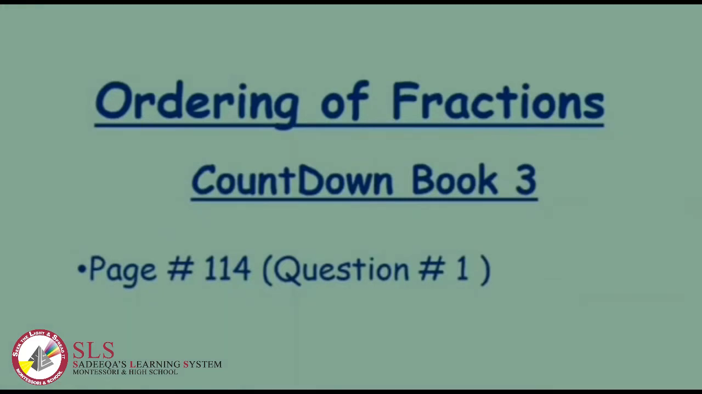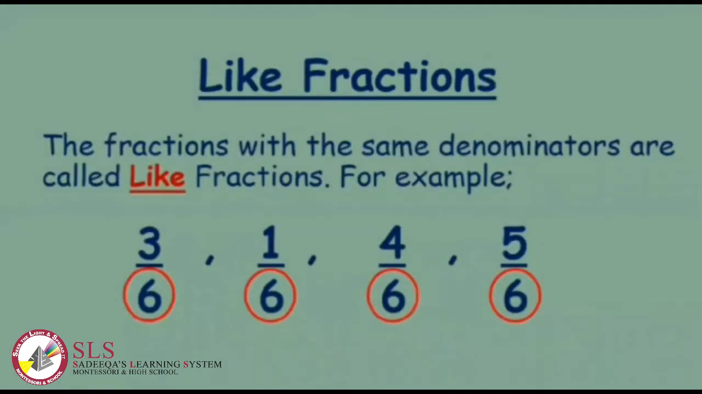Today I will tell you about ordering of fractions, and we will do the exercise from page number 114 from our book Countdown Book 3. Like fractions. The fractions with the same denominators are called like fractions. You can see different fractions here. For example, 3 by 6, 1 by 6, 4 by 6 and 5 by 6. These all are like fractions. As you can see, the denominators of all these fractions are same.